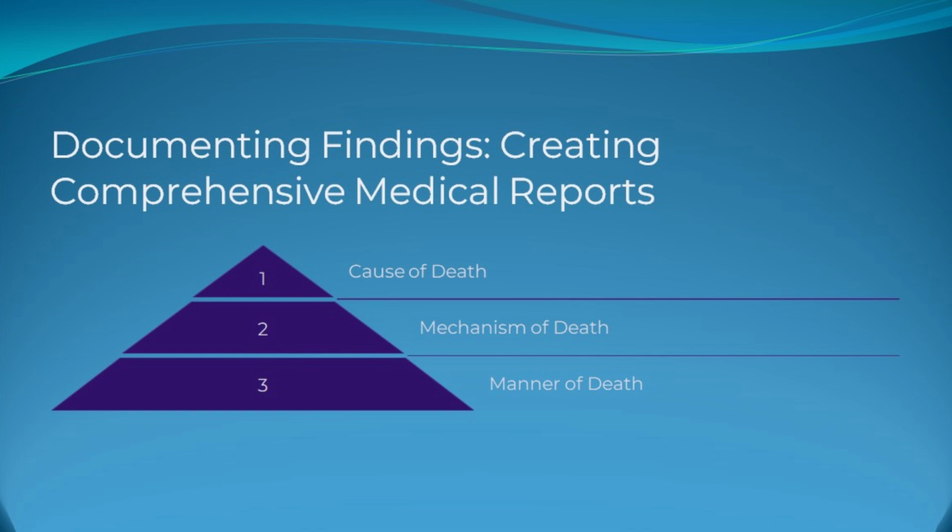Suicide, self-inflicted harm with intent to die, for example, hanging, intentional drug overdose. Homicide, death caused by another person, for example, stabbing, poisoning. Undetermined, insufficient evidence to classify, for example, decomposed bodies, conflicting evidence.